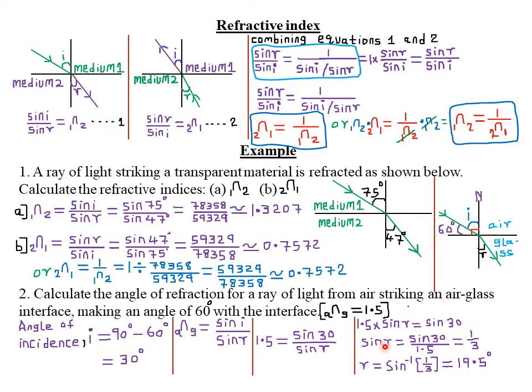Then if I want the value of R alone, I'll just take the sine inverse on both sides. Therefore, R will be equal to the sine inverse of a third, which is approximately 19.5 degrees. Remember, when you're giving angles, it is advisable to leave it correct to 1 decimal point, because we know that this is the maximum precision that a normal protractor can measure, and that is why we usually express angles correct to just 1 decimal place.